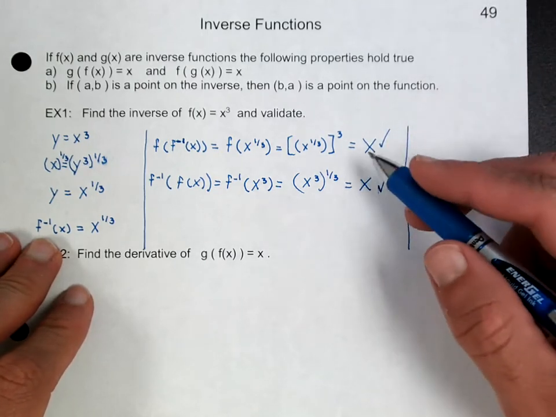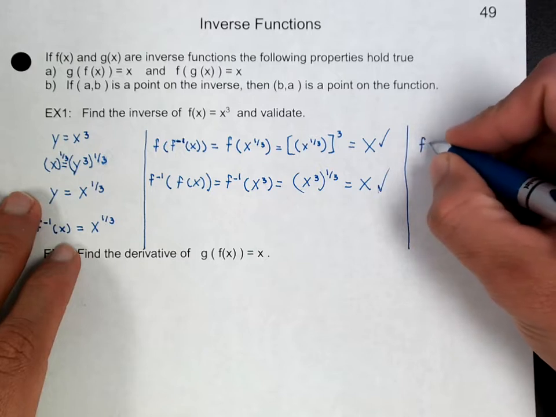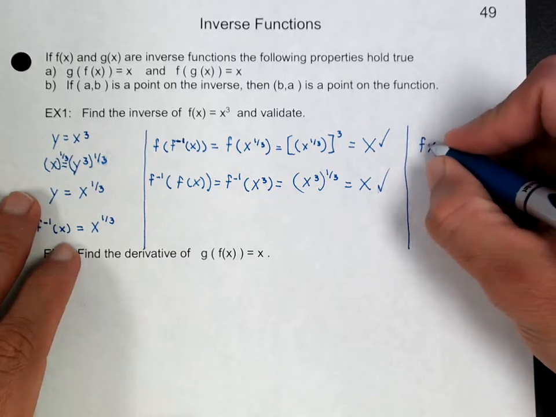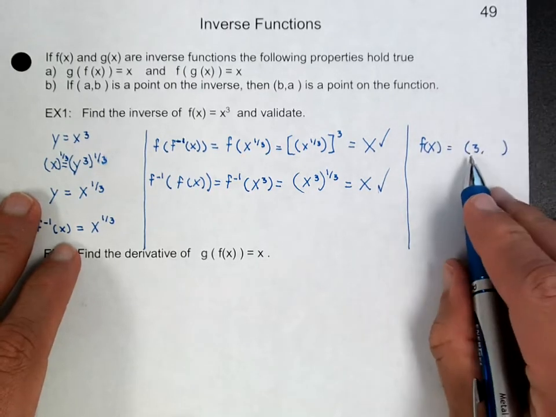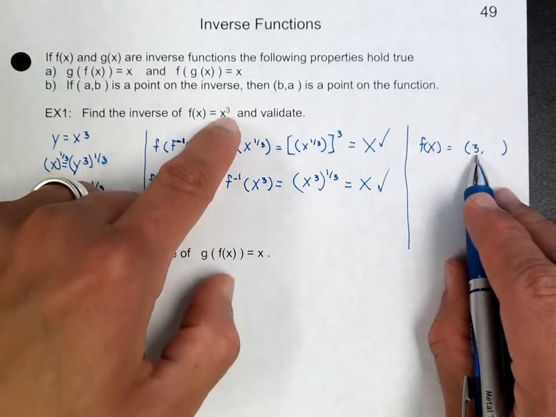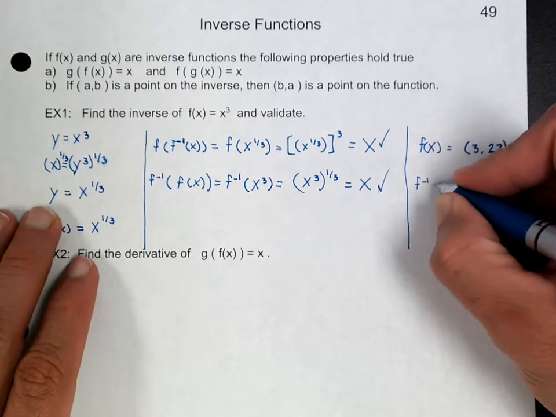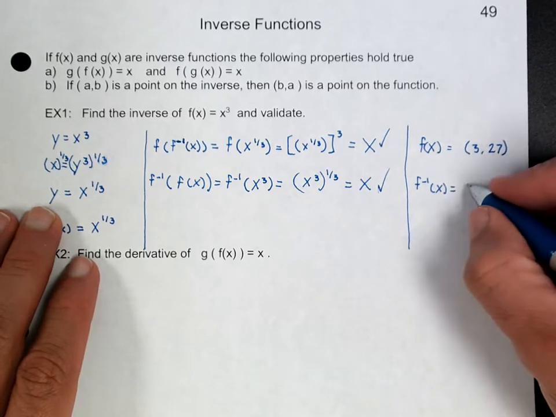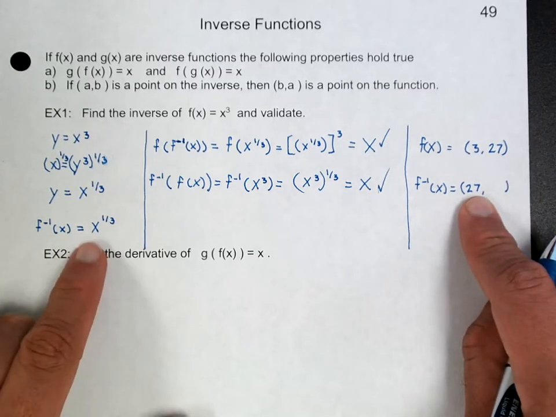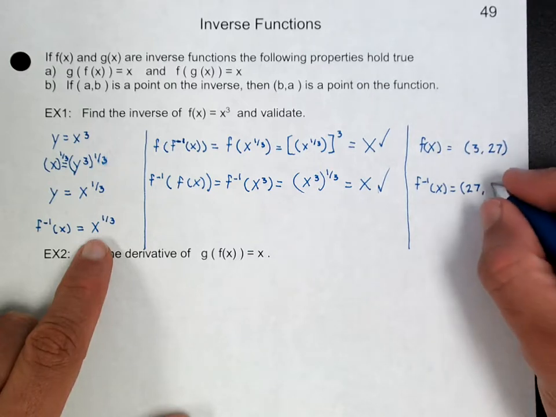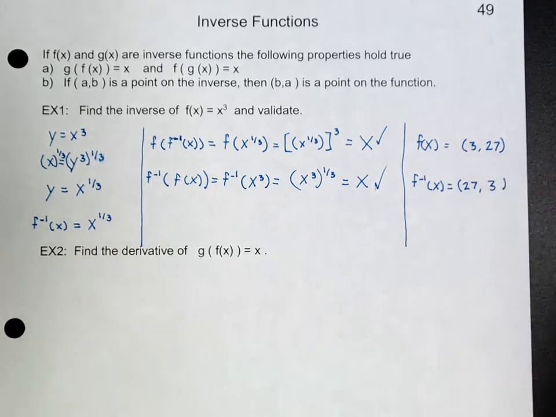And finally, to validate, I can pick any point, it doesn't matter. For f of x, if I pick a point like 3 and plug it into this equation, 3 cubed is 27. Without really doing any work, I know that if these are inverses of one another, then if I plug 27 into the inverse function, which is this one, 27 to the 1/3 gives me 3. So notice that they're almost exactly the same, except the x and y coordinates are switched. That's what this is saying.